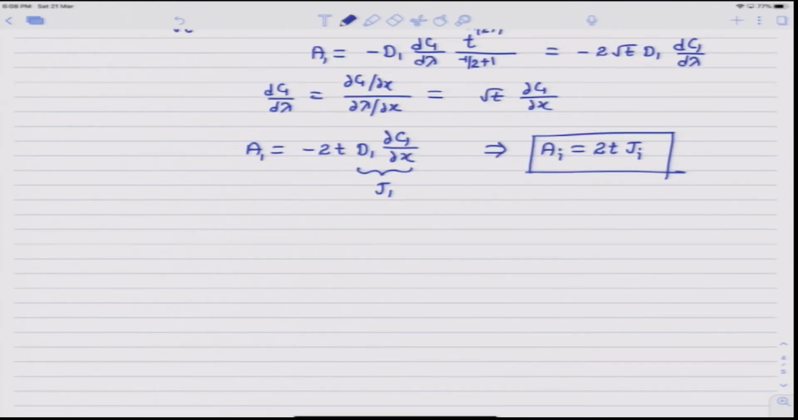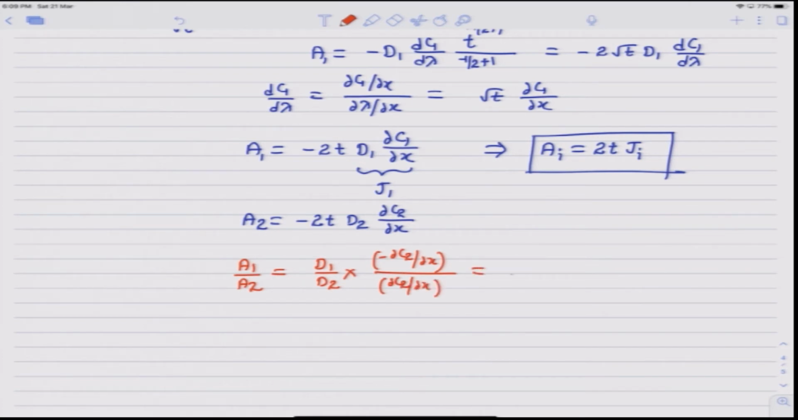Now for a binary diffusion, similarly we can write A2 as minus 2t times D2 times ∂C2/∂x. So if we take the ratio of A1 and A2, that should be equal to D1 by D2 times minus ∂C2/∂x over ∂C2/∂x, which should be equal to minus D1 by D2. So by taking the ratio of cumulative intrinsic fluxes, we get the ratio of intrinsic diffusion coefficients.